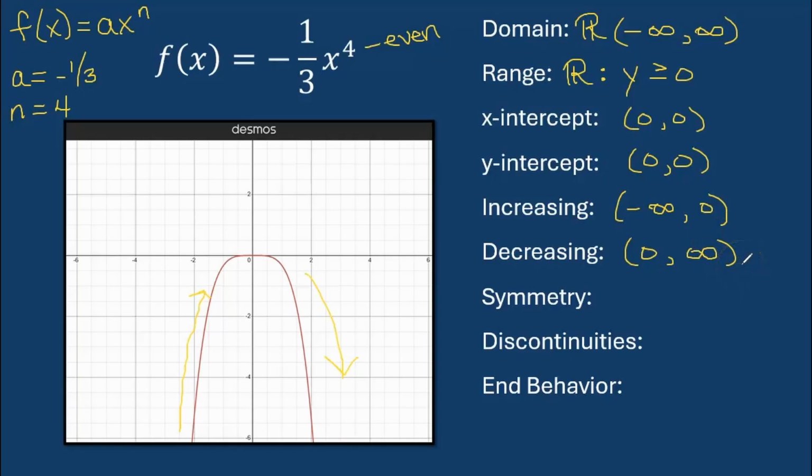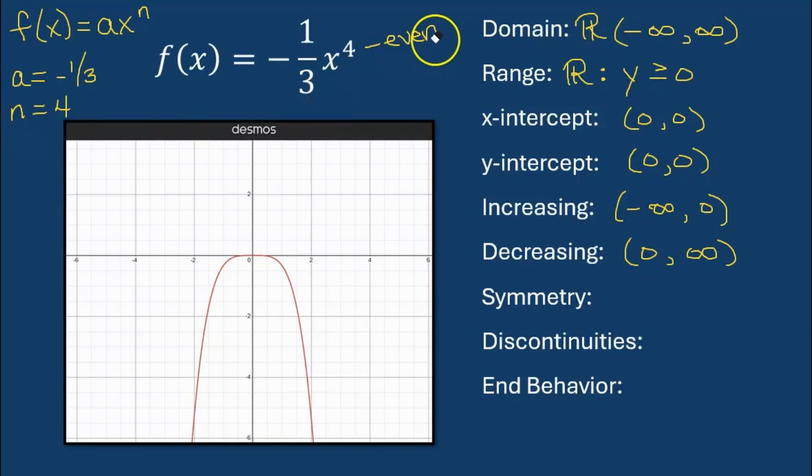Let's talk about symmetry. Symmetry might be a new concept for you. Up until this point, you have discussed all of these probably in your precalculus class, and I've definitely discussed it in other videos. Symmetry, on the other hand, is new for this lesson, usually.